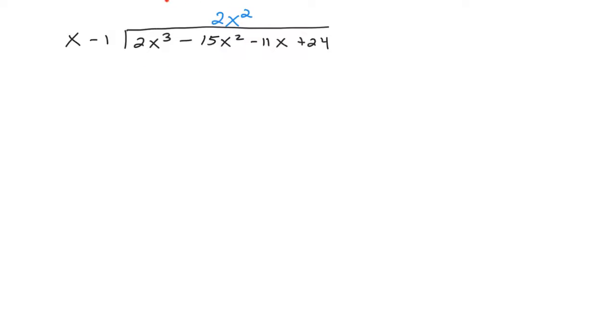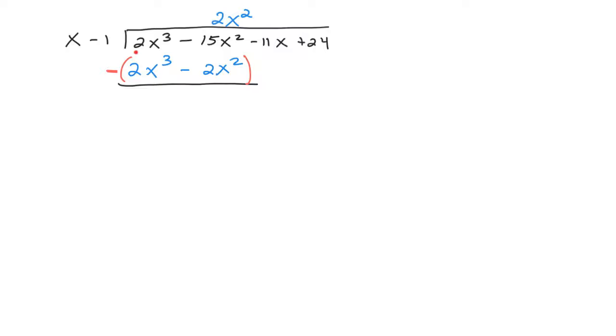So I have 2x squared times x. That gives me 2x cubed. I then have 2x squared times this negative 1. So I get minus 2x squared. And the next step is, okay, the thing that I just put down here, I'm subtracting it away. And this is really important. I'm subtracting this whole thing from the two terms above it.